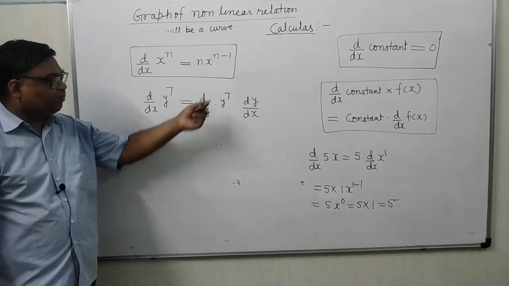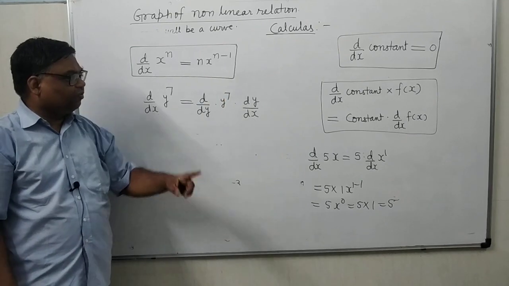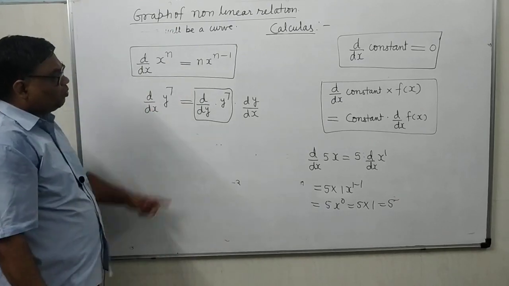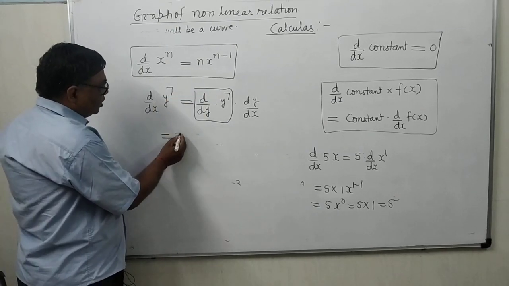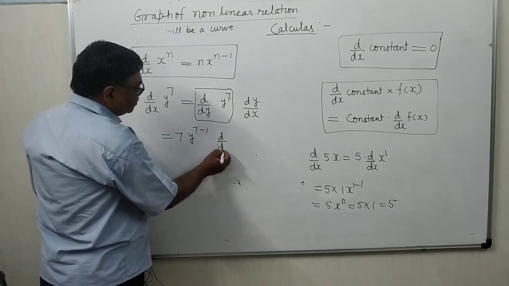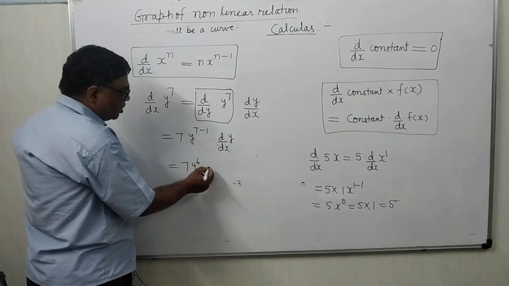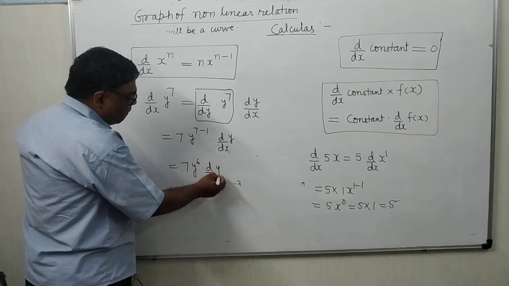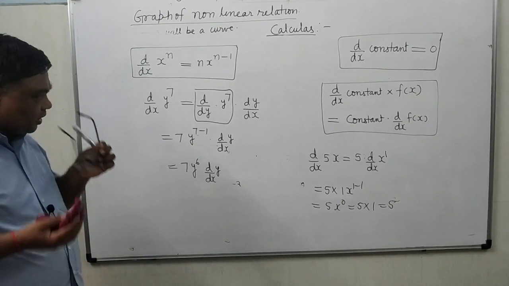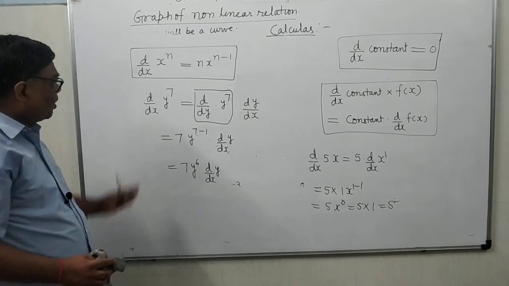d by dy of y to the power 7 into d by dx of y. So this dy will be cancelled. There will be the same thing. Now we can apply the formula. It's clear? What is n here? n is 7. So it is 7 y to the power 7 minus 1 into d by dx of y. So it is 7 y to the power 6 d by dx of y. It's clear? Now one more I am going to tell you, not a formula, that is a rule. It's clear? The formula is this.